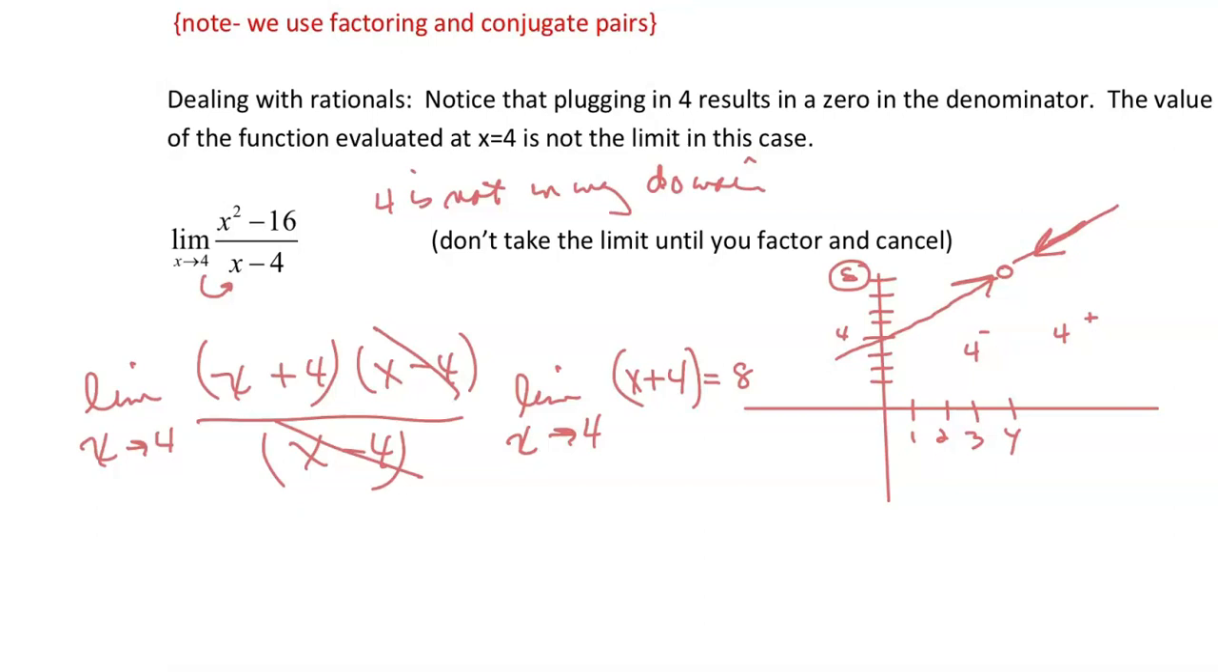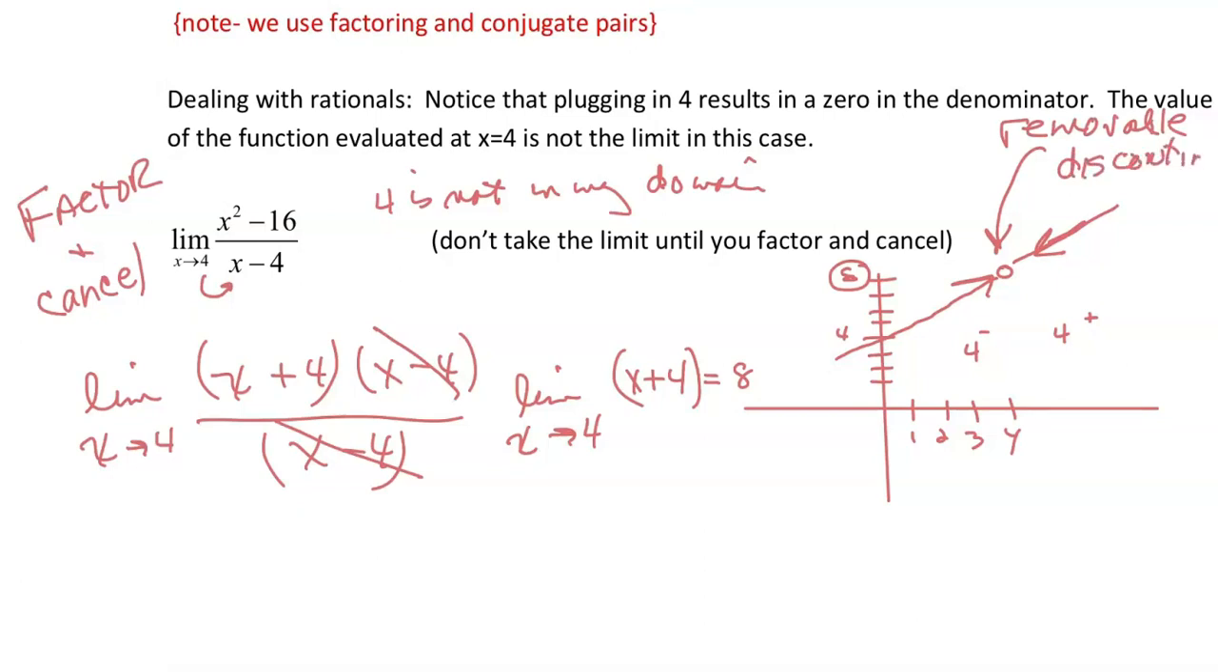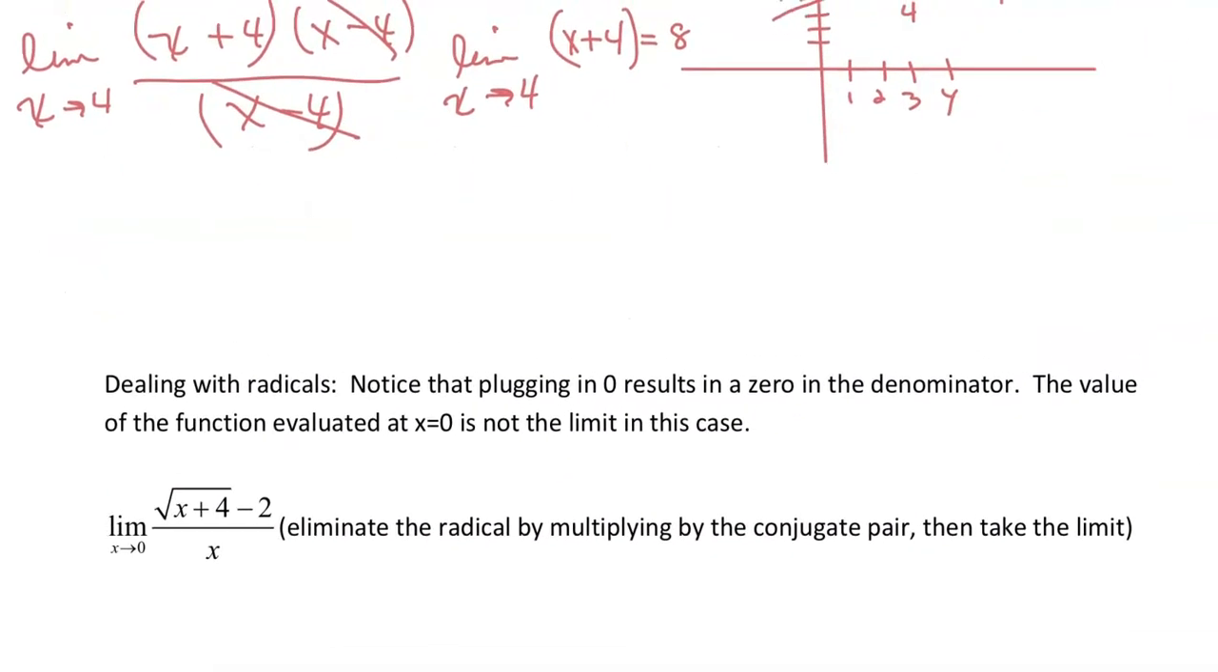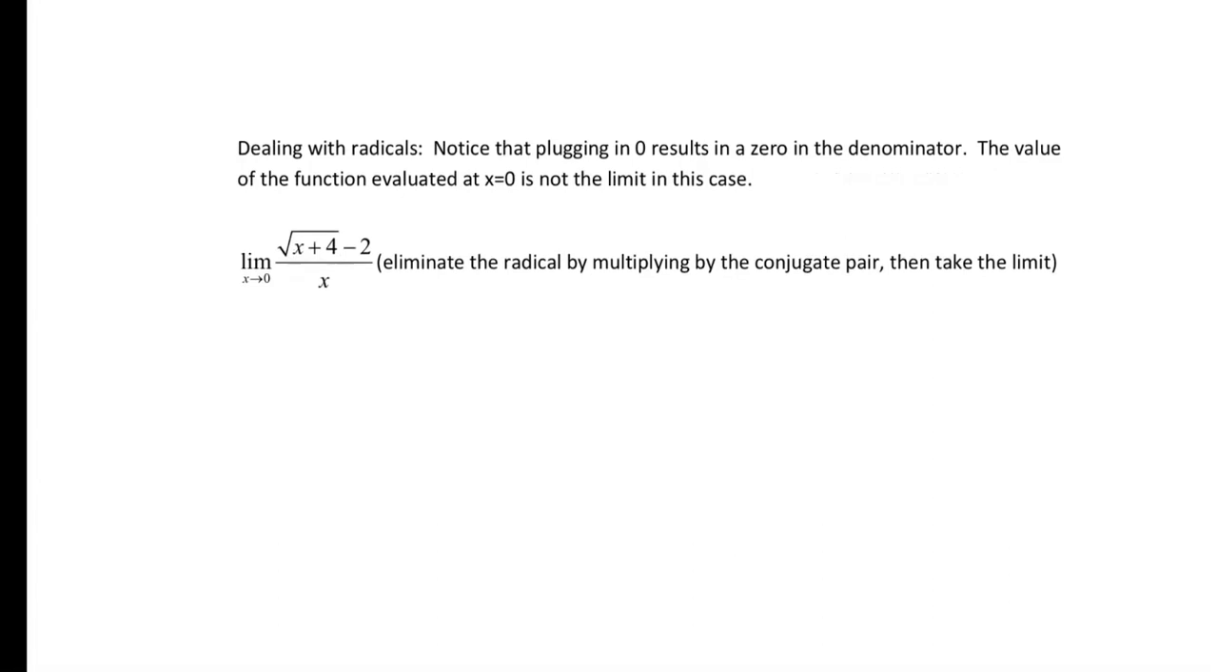Okay, so this is one algebraic manipulation, fancily called factor and cancel. Okay, so this is called a removable discontinuity. And that means that even though I don't have a function value there, I can still get my limit. Okay, so that's one thing that's kind of cool. So if you have a rational function, that's your approach.